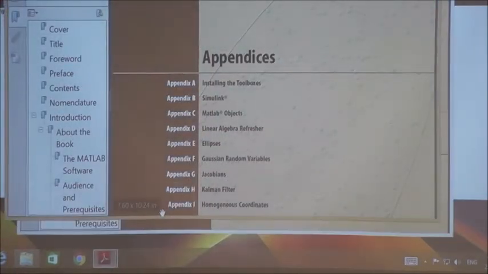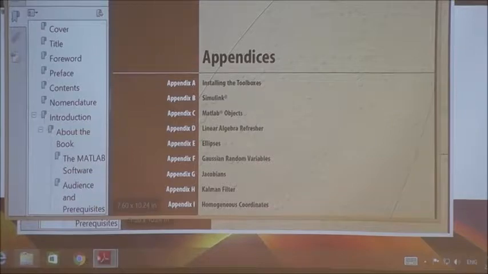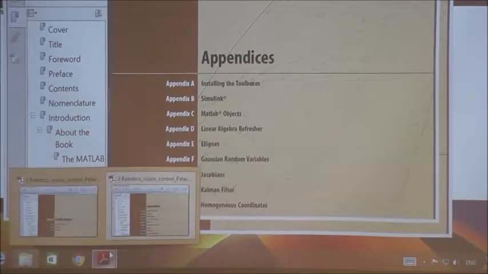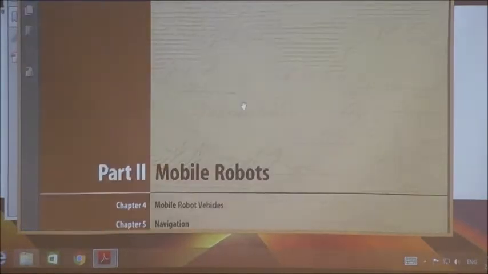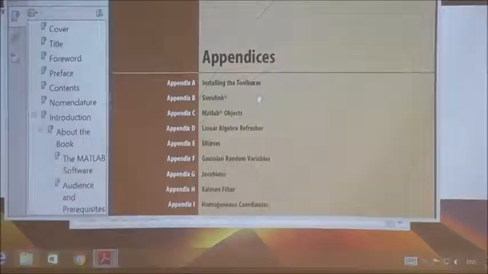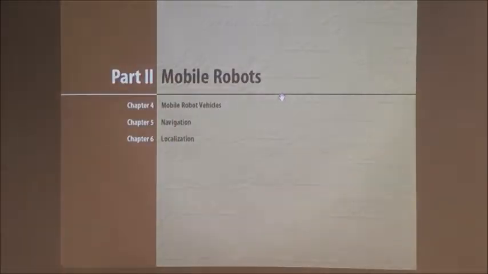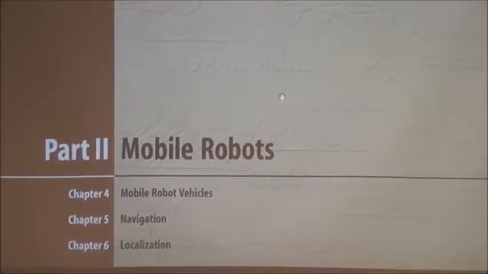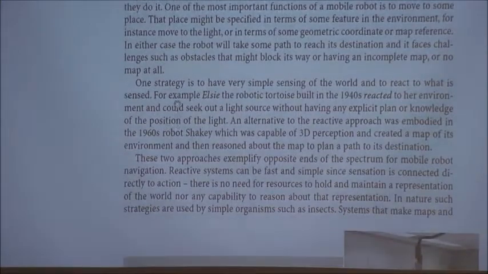So let's now look at mobile robots, going to chapter 4. This is a prelude to chapter 4.